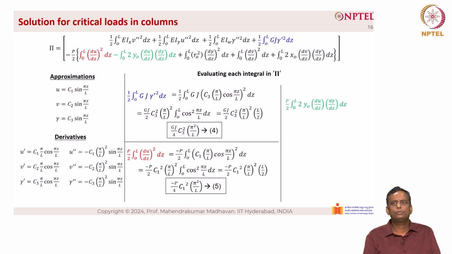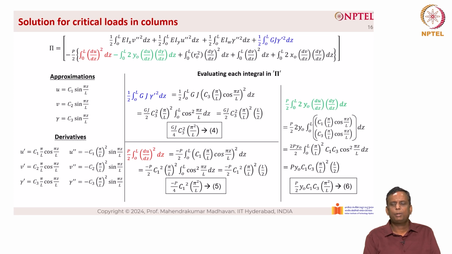Now P by 2 into integral 0 to L 2 into y naught into du by dz into d gamma by dz into dz, which is equation 6. We simplify this further, we have P by 2 into y naught into C1 into C3 into pi square by L, which becomes equation 6.